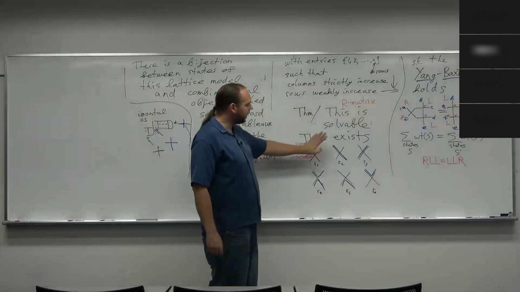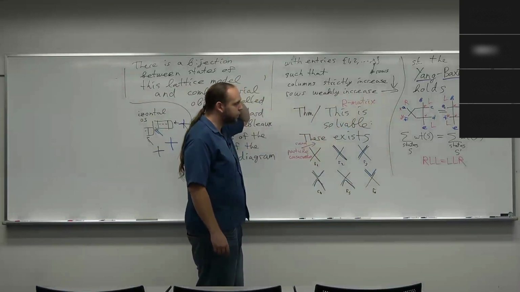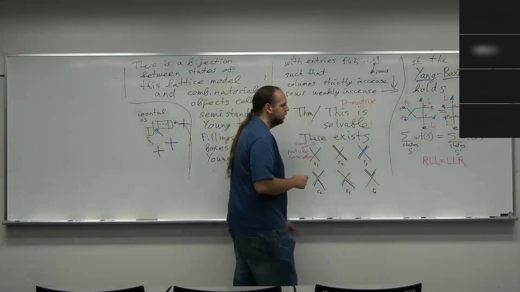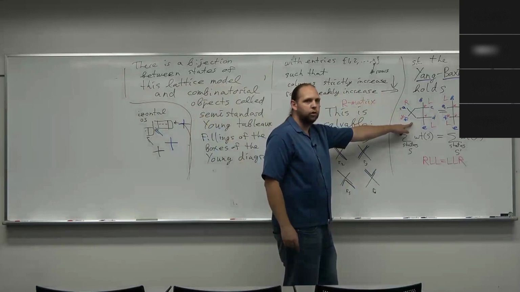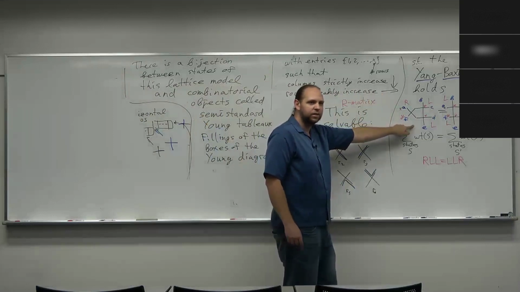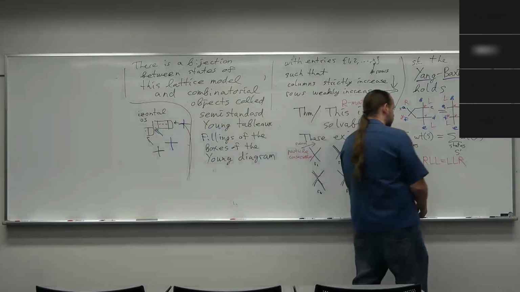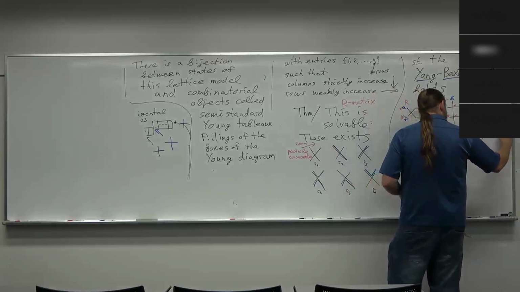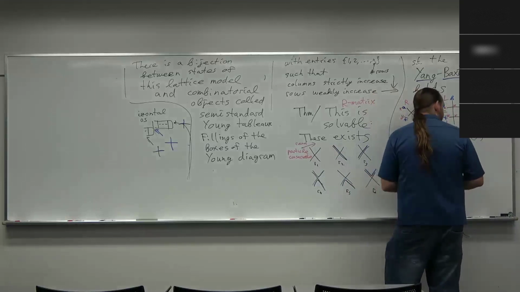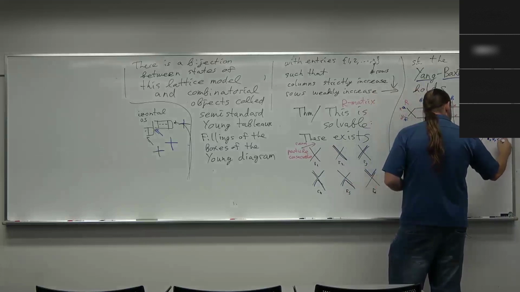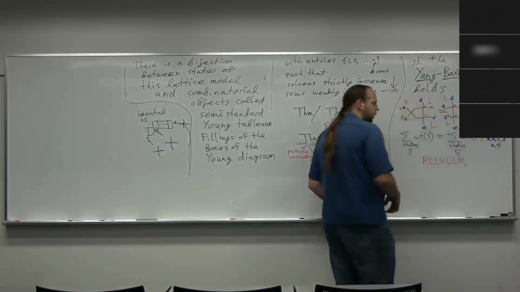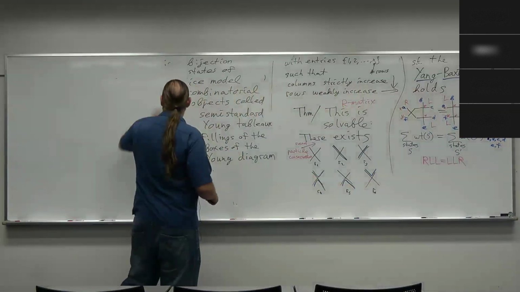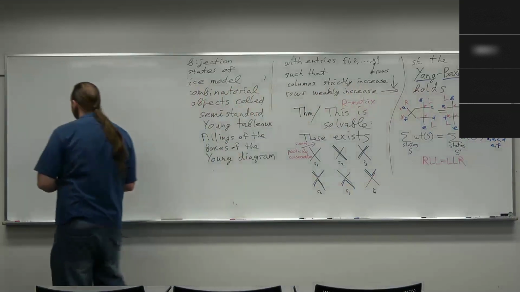So I claim that for this model that I've described, there's some R1, R2, R3, R4, R5, R6 that makes this equation true for all fixed boundary conditions. So this is true for all fixed A, B, C, D, E, F. So what does that give me?